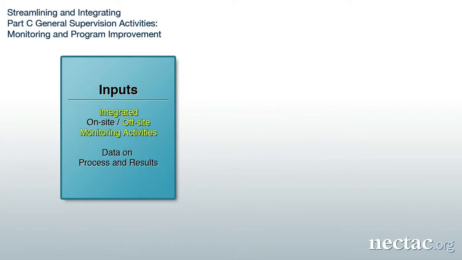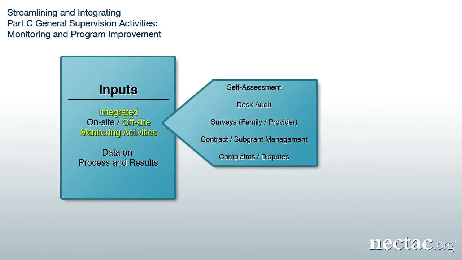Off-site monitoring activities can include the use of a self-assessment, desk audit, surveys of families and providers, contract management, and the state's dispute resolution process. A self-assessment, completed at regular intervals by local programs, assists states in determining local program performance on critical state indicators.